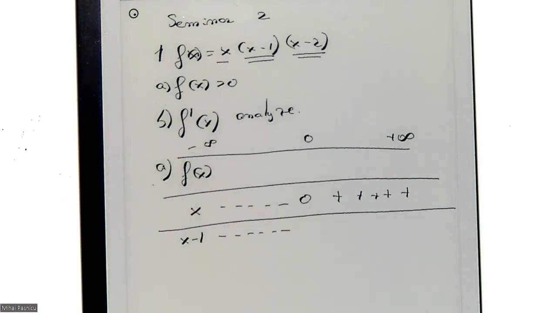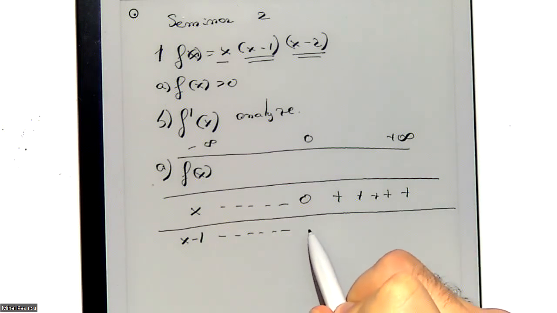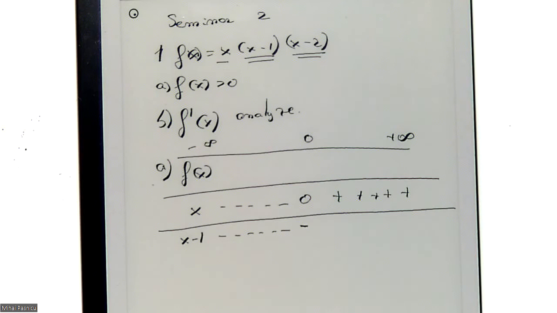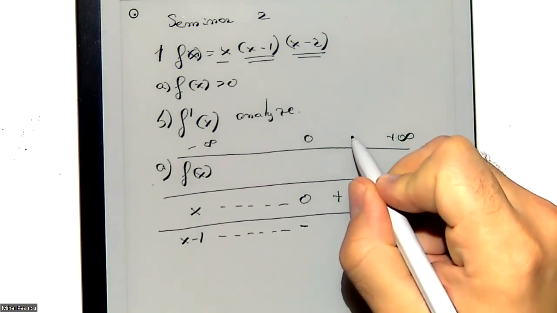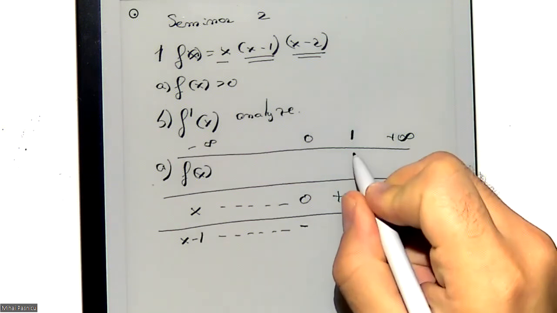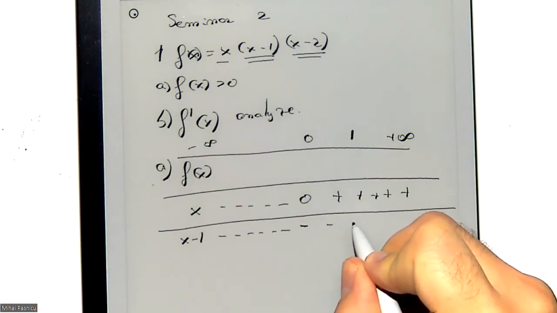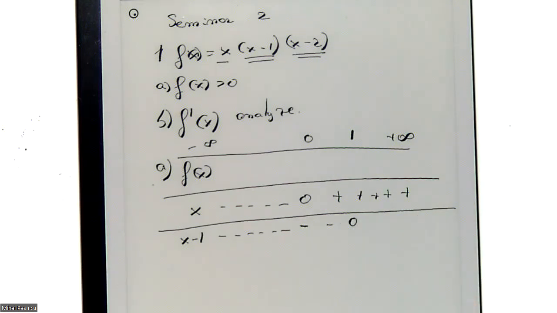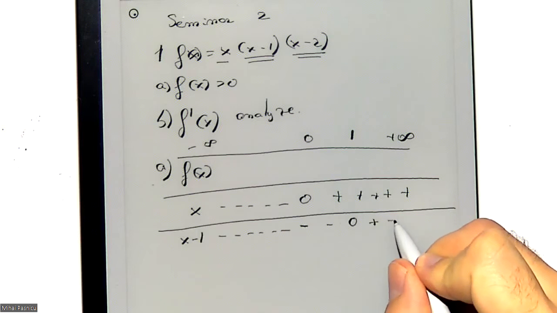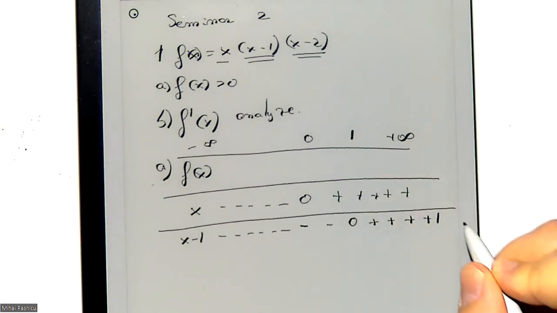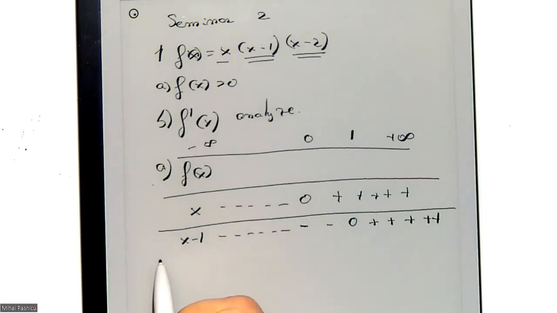Okay, didn't miss much. So moving on, if x is 0 in this case, I'm going to have 0 minus 1, which is going to be minus 1. So it's still negative here. And it is actually negative all the way to 1, where it becomes 0. And then it becomes positive again.